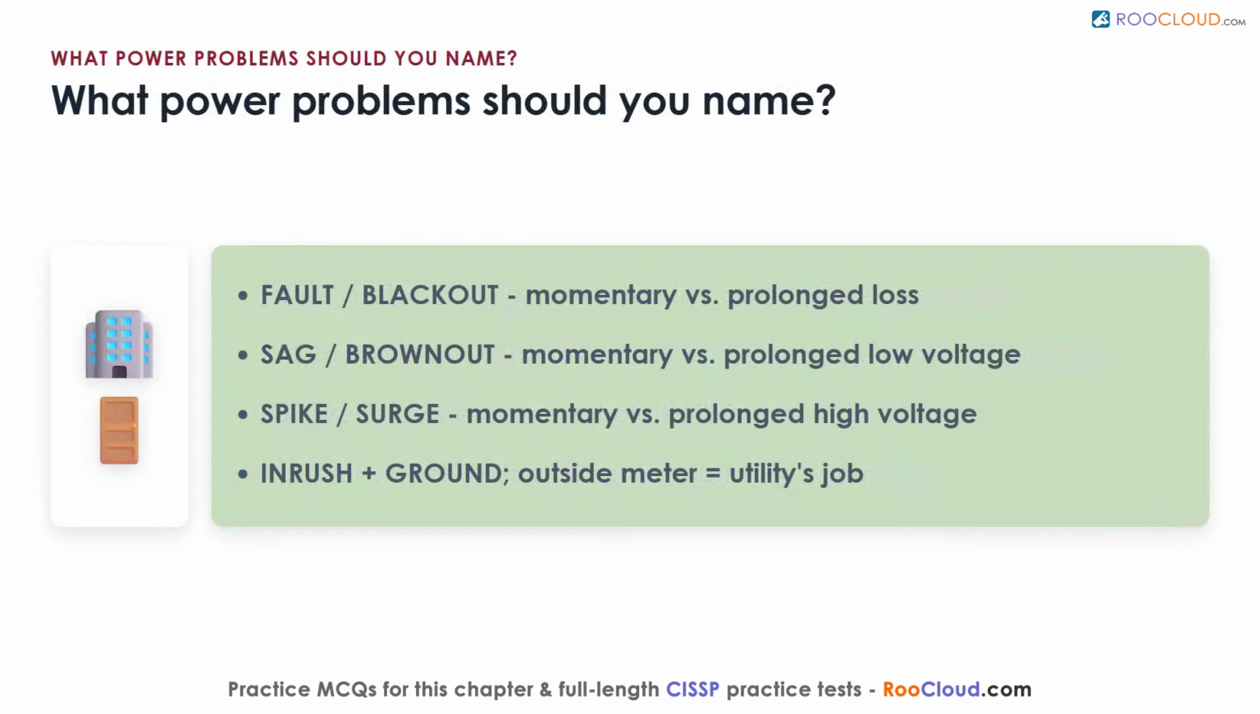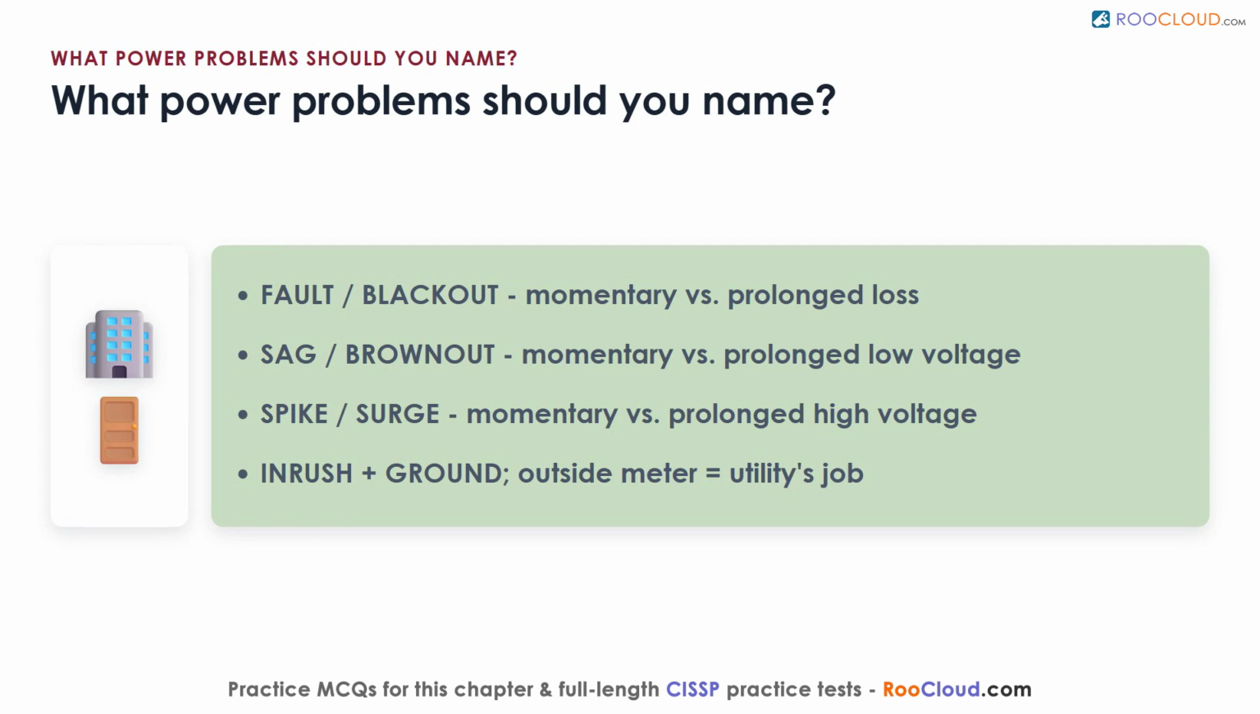What power problems should you be able to name? A precise vocabulary, because the fix depends on the fault. A fault is a momentary complete loss, while a blackout is a prolonged one. A sag is a brief drop in voltage, and a brownout is a prolonged one. A spike is a momentary surge of high voltage, while a surge is a sustained one. An inrush is the initial jolt when equipment first connects to power, and ground is the safe return path that lets electricity flow harmlessly to the earth.